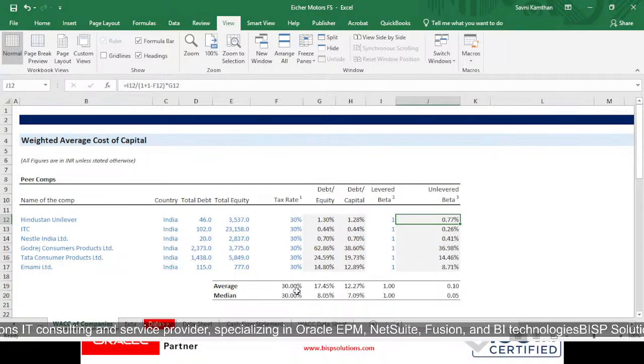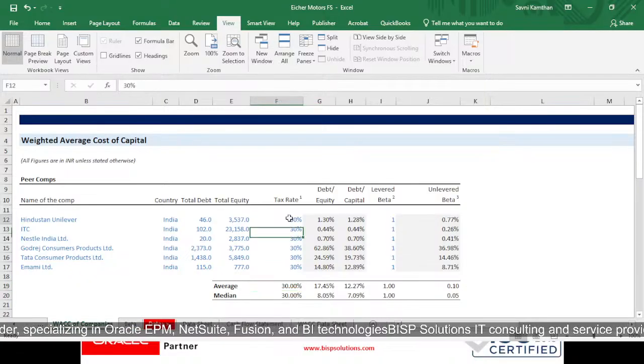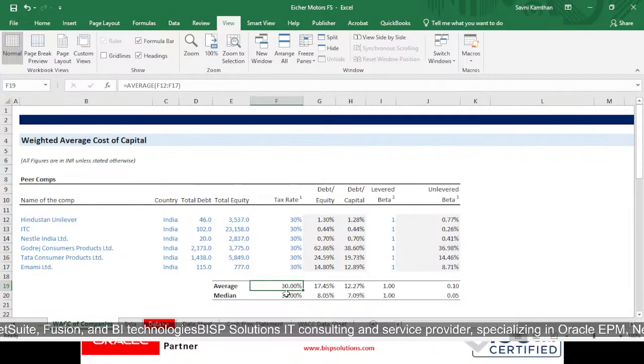Then if I want to calculate my average and median, for tax rate I have given the average function over here, where I have taken these 6 companies' tax rate, which is 30%, and then I have dragged it till the unlevered beta to average out.